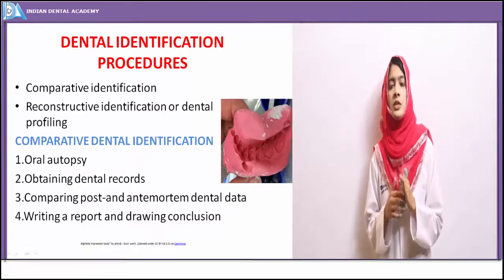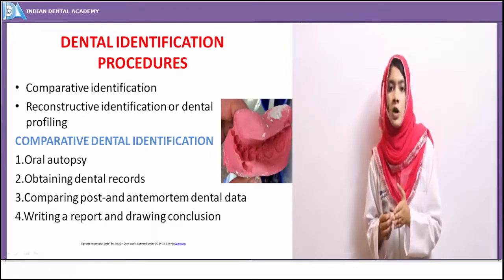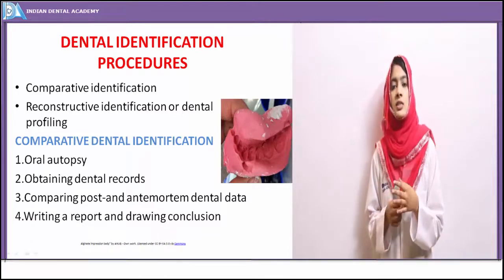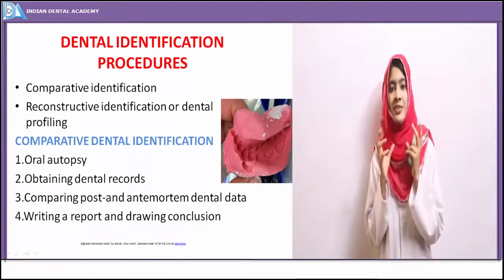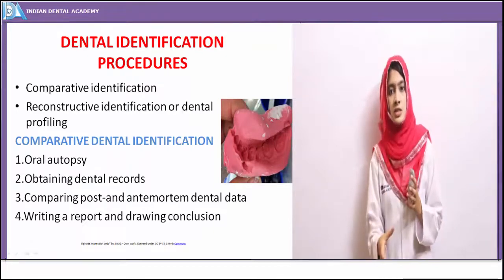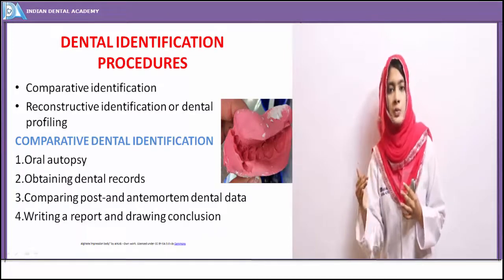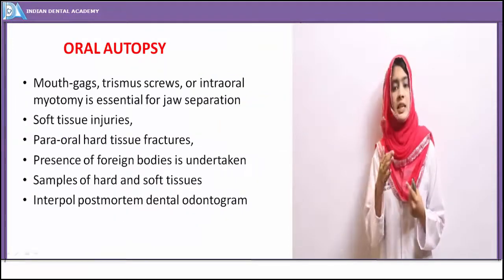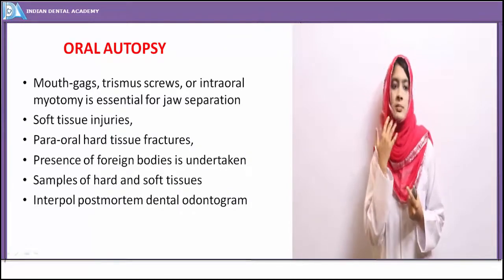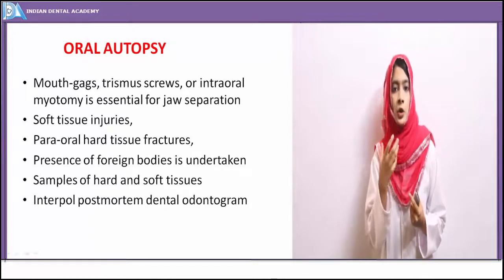What happens here in oral autopsy? You have to keep in mind the rigor mortis occurring after the death of the individual. This rigor mortis is basically making the jaws rigid. So you will not be able to open the mouth of a deceased individual because the jaws will be rigid. So intraoral myotomy is carried out. That is nothing but excision of the muscle, mostly the muscles of the jaws, to see the oral cavity.